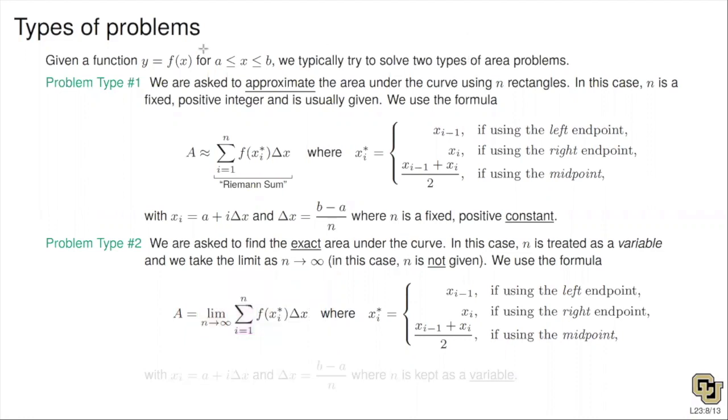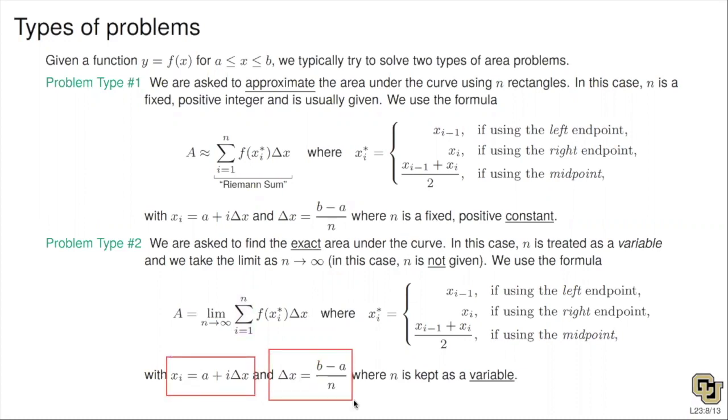Everything stays the same. The only difference is n is a variable. All the other formulas are the same. x sub i is still a plus i delta x, and delta x is b minus a over n, except here n is kept as a variable. As opposed to the previous case, in the approximation problem, where n is kept as a constant.